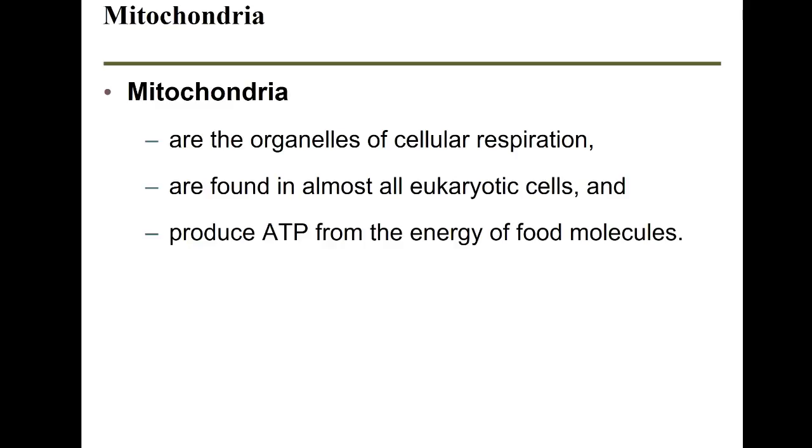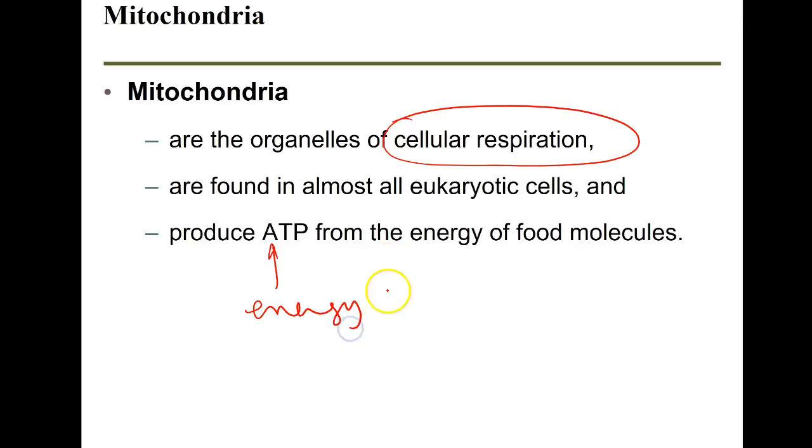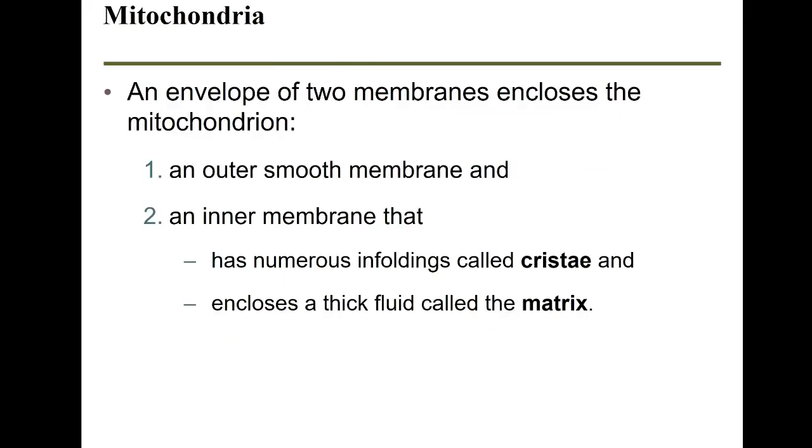Mitochondria now are the organelles of cellular respiration, which we said is the opposite chemical reaction of photosynthesis. They're found in almost all eukaryotic cells. They produce ATP from the energy of food molecules. ATP is the energy form that our cells can use. Now, I'll show you a diagram of a mitochondrion in a second.